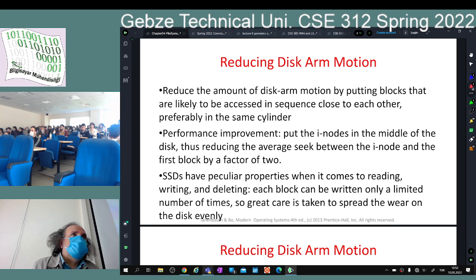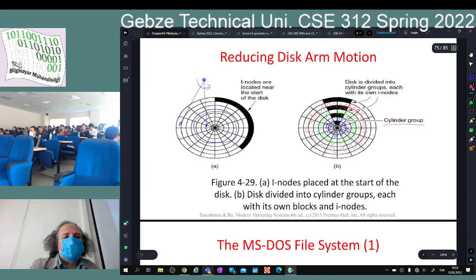It's not because we like to know how the hardware works. It is because we like to be able to write more efficient, more compact, more reliable operating system device drivers for that kind of hardware. So reducing the disk arm motion is something that we always try to achieve. Good. Any questions?